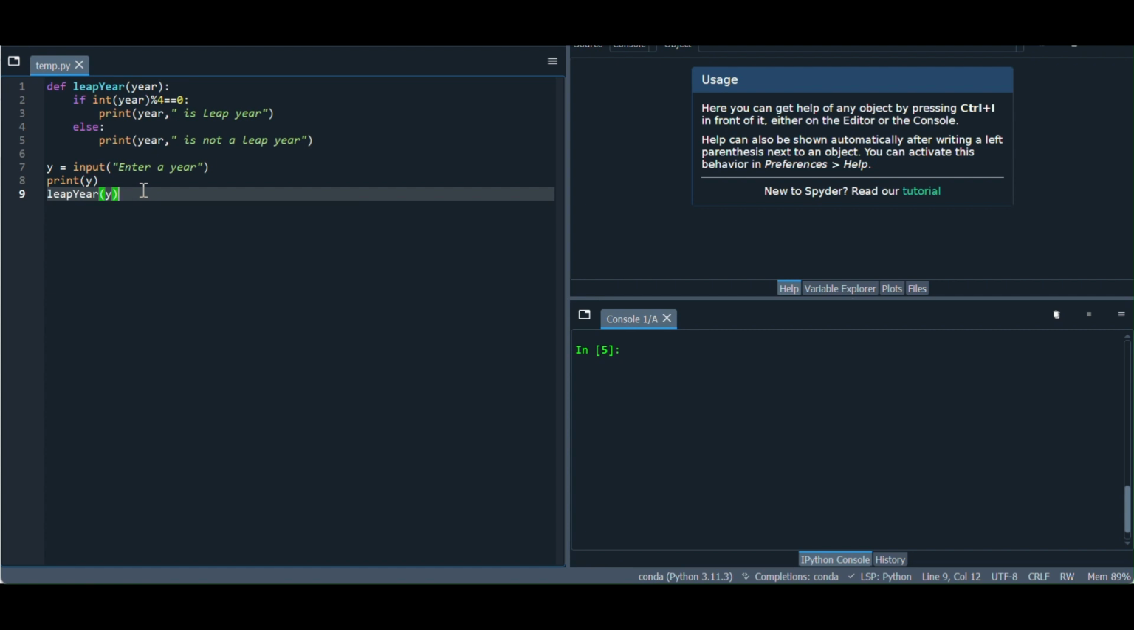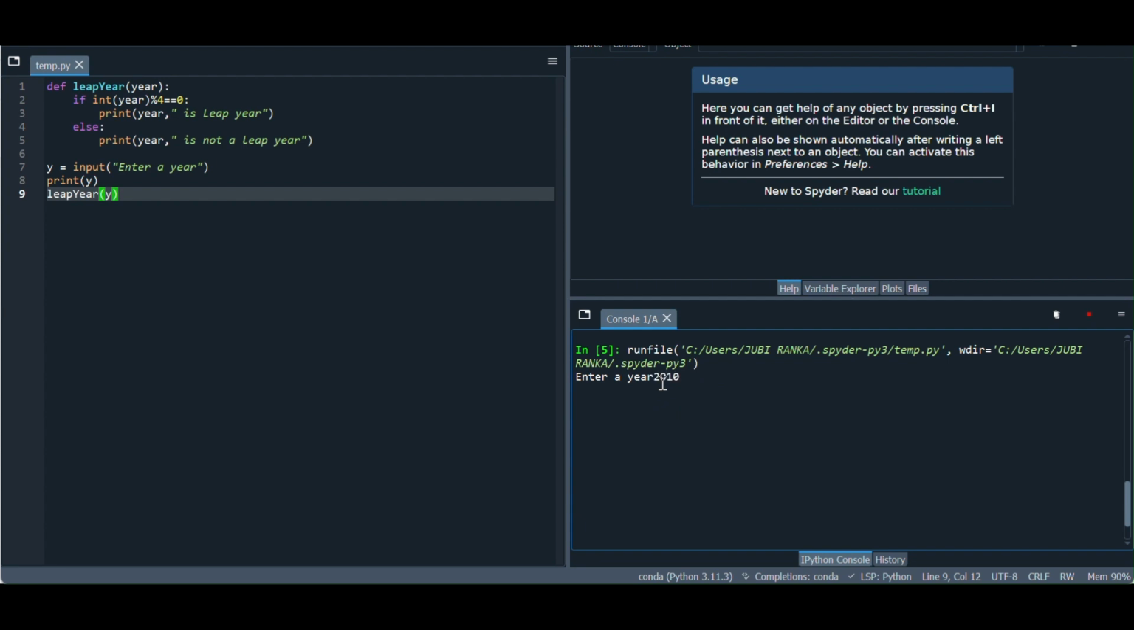This right here is Spyder. It is an IDE to write Python code. On the left hand side, I've written the code. It's very basic code. You don't have to understand it right now. I've executed it, and it is asking me to enter a year on the right hand side bottom.